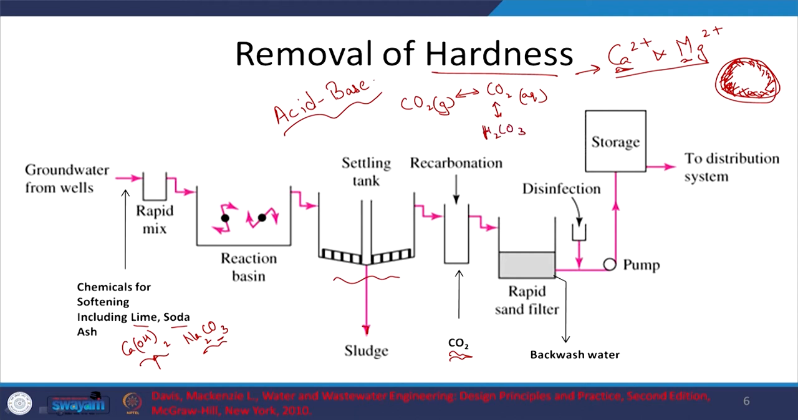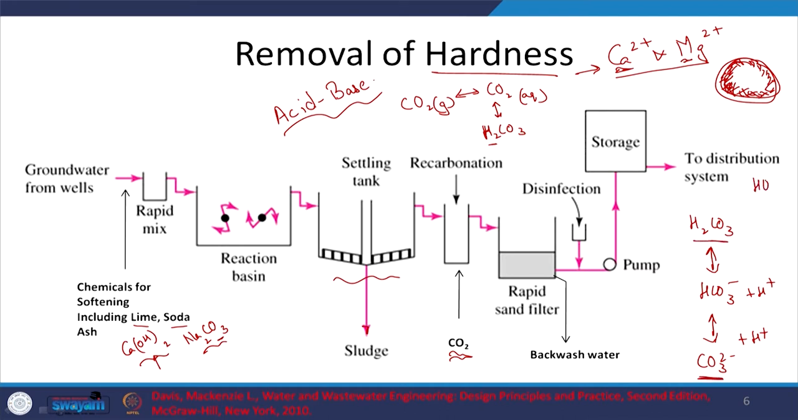H2CO3 obviously has two protons, H plus, so it can donate that. H2CO3 will be in equilibrium with HCO3 minus and CO3 2 minus, right? And in each process, it can give out one H plus. If you see, we are having acid dissociating. So this is the acid and this is the most deprotonated form.